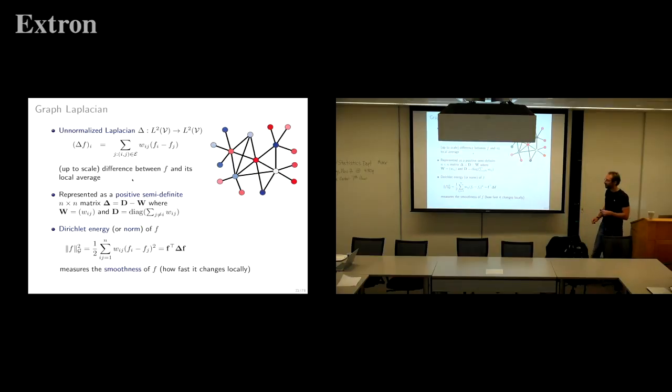So a way to measure it would be looking at the differences between Fi and Fj, where i and j are adjacent vertices, take the square weighted by Wij, right? And this is nothing else but this quadratic form F transpose delta F, right? In physics, this is called the Dirichlet energy. Basically, it measures a notion of smoothness, or how fast the function changes. Is there a reason why you're comparing it to the average rather than some other operator?